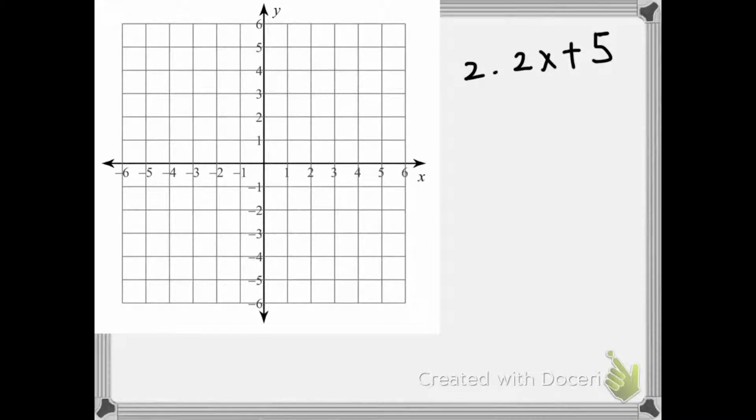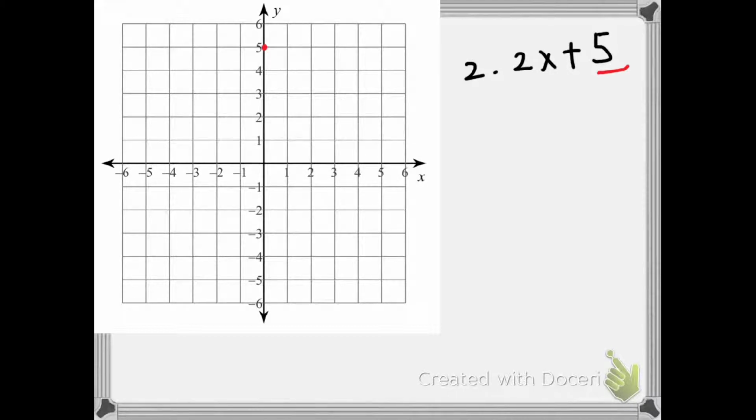So I just want to point out, after you practice graphing it a lot, it gets a lot easier. So here's our next problem. Our y-intercept is 5. So put a point at 5. And then our slope is 2x. So that means you go up 2 and then over 1.